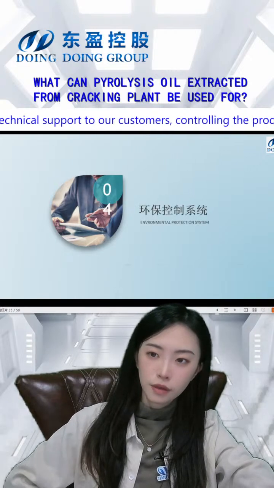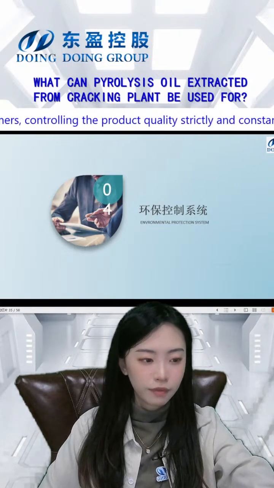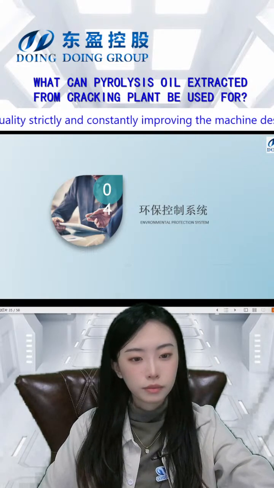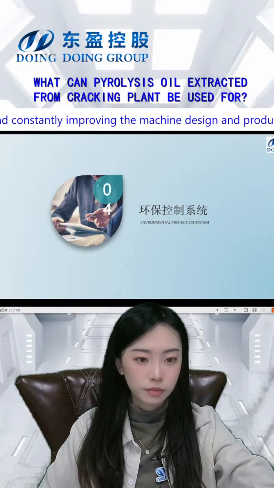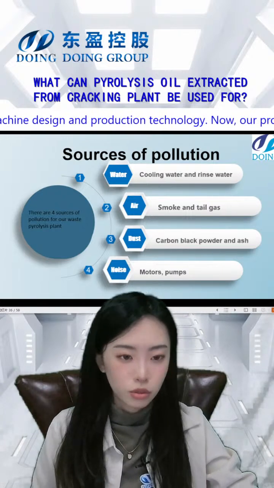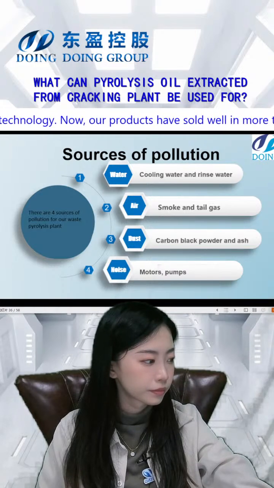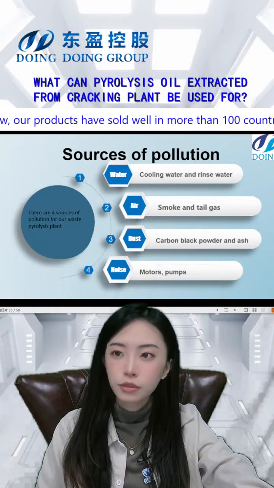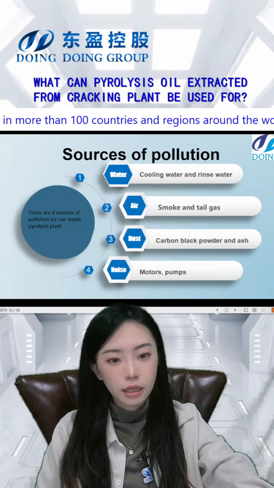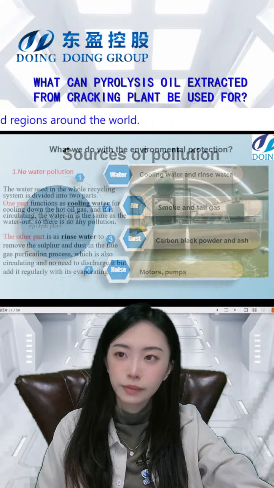And this is an environmental protection system. Many customers will ask, is it environmentally friendly? Does it have any pollution? Or is it allowed to have this? And here is the answer. We have the sources of pollution, and we will show how to solve them: the pollution of water, pollution of gas, dust, and noise. Let's see them one by one.